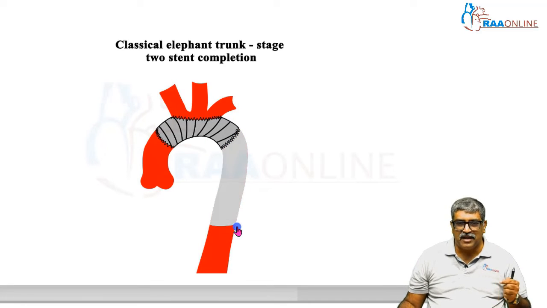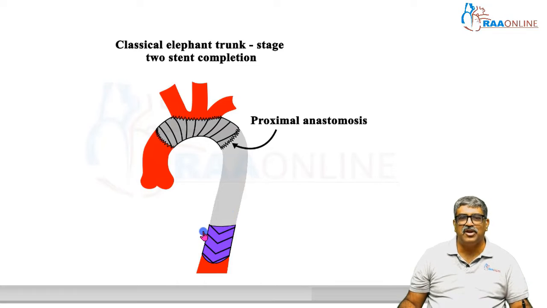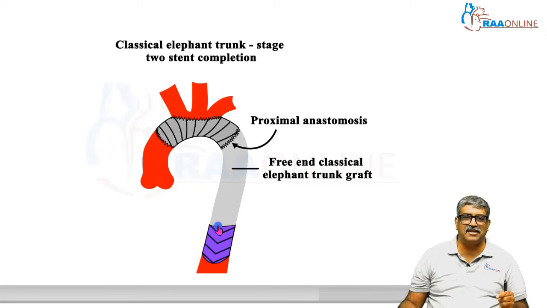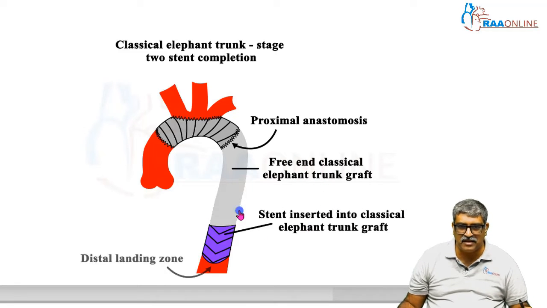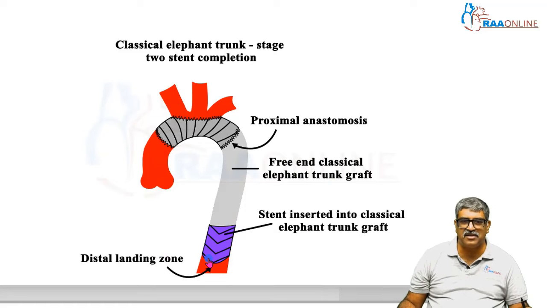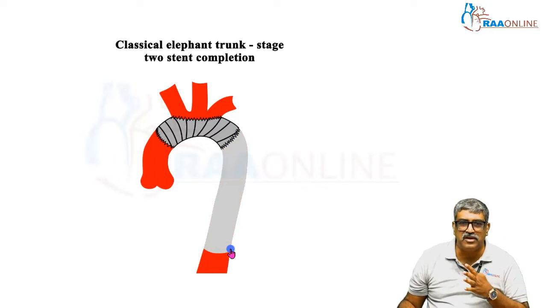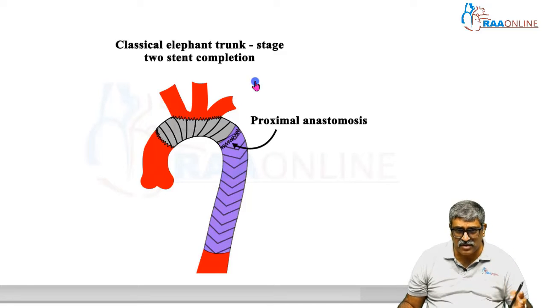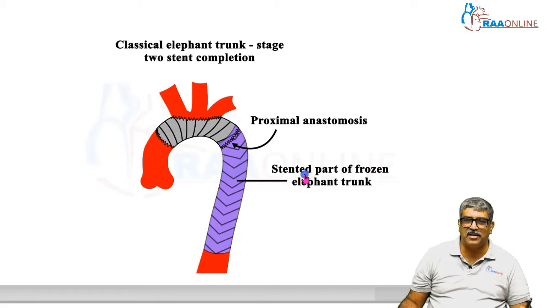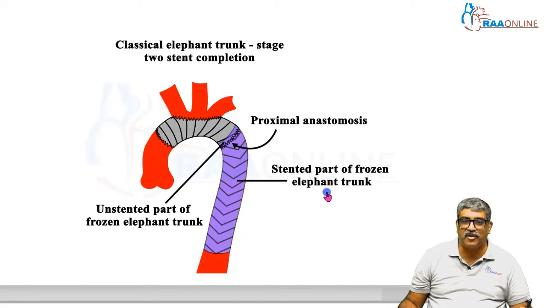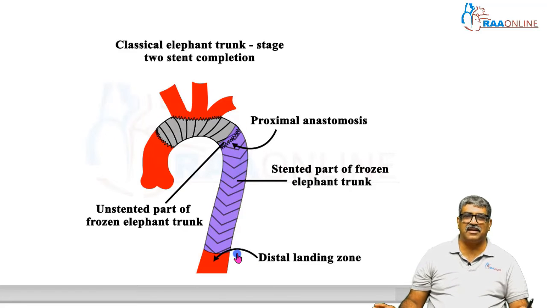Another important thing is in stage 2, you can do a stent completion. Instead of surgery, you can do a stent completion at the distal part, and this is called the free end classical elephant trunk surgery. There is a stent inserted in the distal part, and this is the distal landing zone. Then what is frozen stage 2 stent completion, where you extend the stent to the proximal part. This is called the stented part of the frozen elephant trunk. There is a small unstented part and there is a distal landing zone.